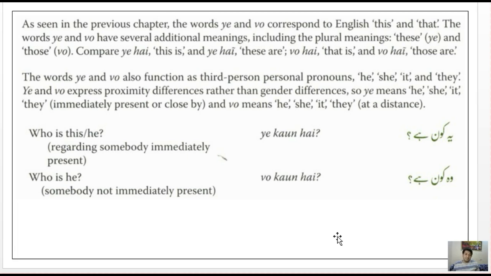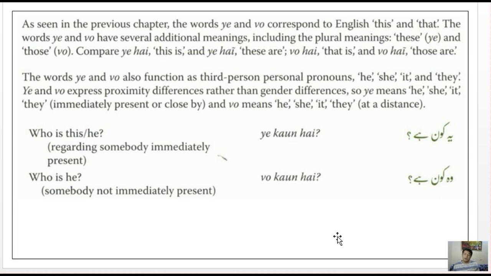The words ye and wo also function as third person personal pronouns like he, she, it, and they. Ye and wo express proximity. That is important to note: proximity differences rather than gender differences. Ye hai means he, she, it is, and they, immediately present or close by, and wo means he, she, it, they at a distance.